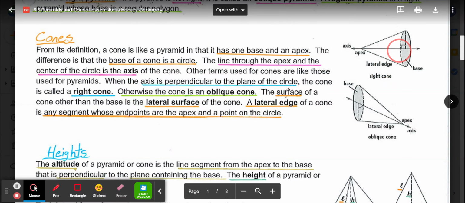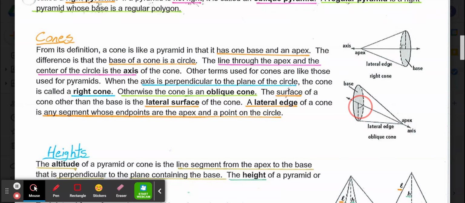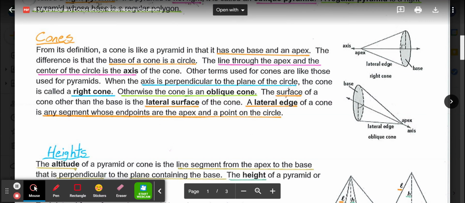So up here we can see a right cone, where our axis meets the circle at 90 degrees, or an oblique cone, where the axis meets the base at any other angle. The only surface other than the base is known as the lateral surface of the cone. And a lateral edge of the cone is any segment whose endpoints are the apex and a point on the circle. So a lateral edge would be the segment connecting a point on the circle of the base to the apex.